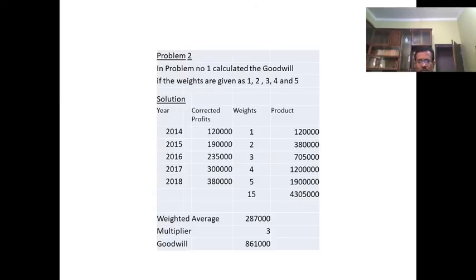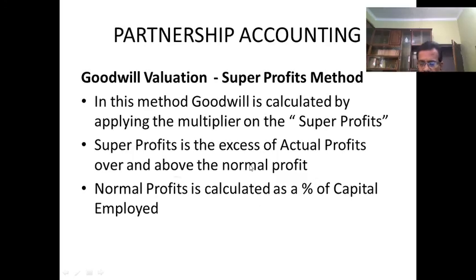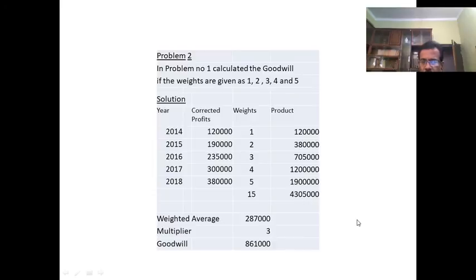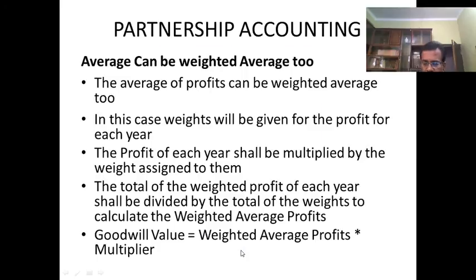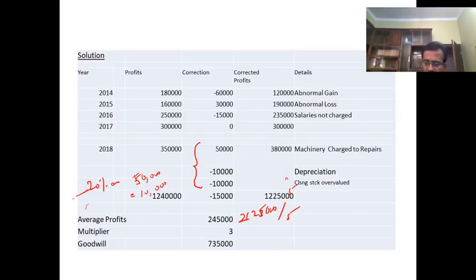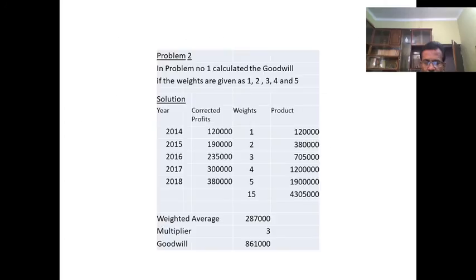and you get the goodwill value. See over here, if these weights are given over here, you get these figures of 4305,000 and divided this by 15. So you get the weighted average is 287,300 and goodwill is 8,60,000. How much goodwill did we get in that method? 7,35,000. So 1,26,000 goodwill is more, technically speaking. Okay.